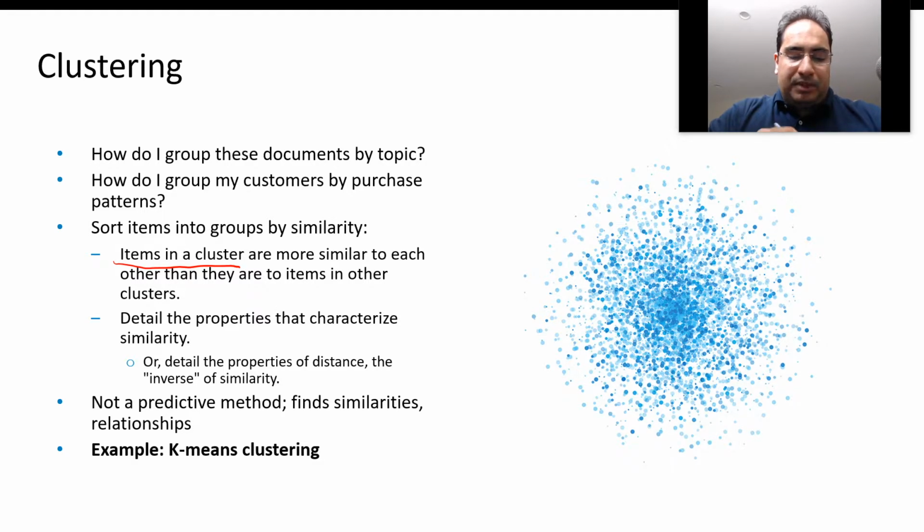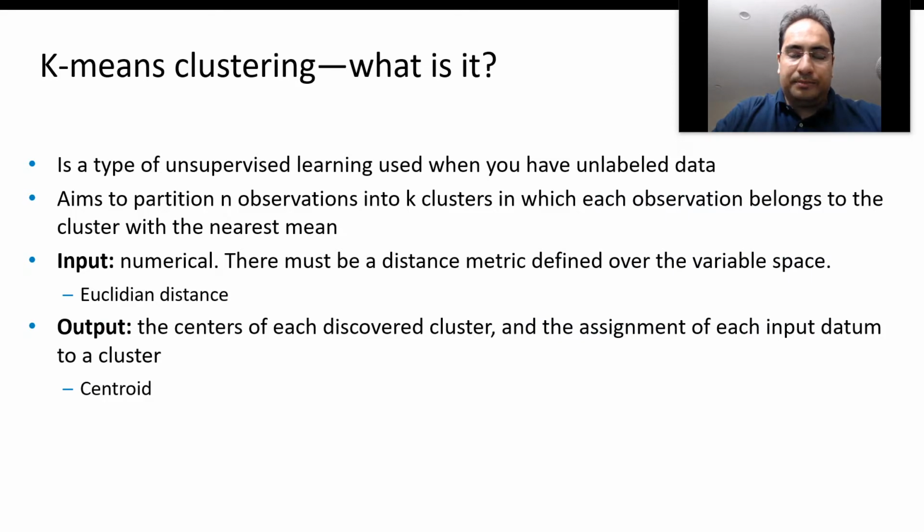Something to keep in mind is that this is not a predictive method. It just finds similarities and relationships. It doesn't tell you which sample belongs to which category. That's KNN. K-means finds different clusters without having any information about the classes. K-means is one of these clustering algorithms. There are many more, but this is the main one.